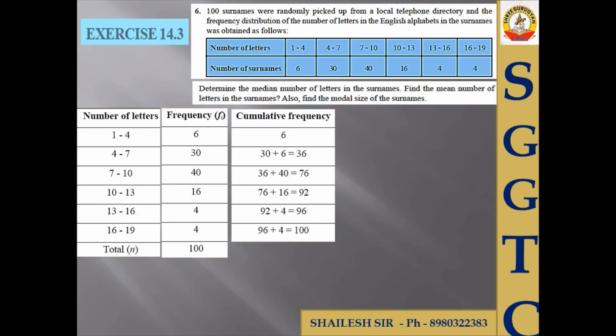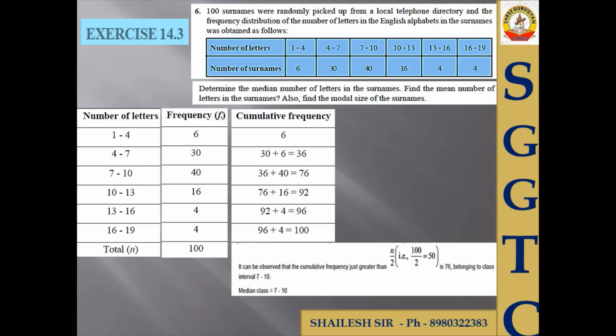36 plus 40 is 76. 76 plus 16 is 92. And the total is getting to 100, divided by 2, it is 50. Now students, 50 is belonging between which numbers? 36 to 76. So the class is 40. Frequency and class is 7 to 10.